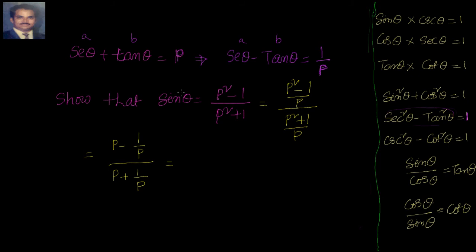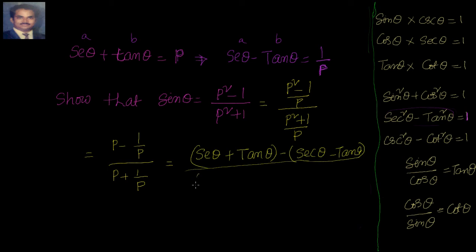Now this is pretty straightforward. This P, I will directly say secant theta plus tan theta, minus of, what is 1 by P? Secant theta minus tan theta, by, what is P again? Secant theta plus tan theta, plus secant theta minus tan theta.